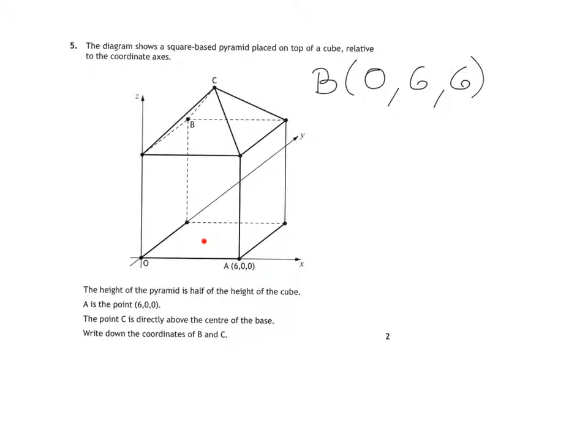And then we need to go up. Now going up, we need to go the full height of the cube, which is 6. And then we're told that the pyramid is half of the height of the cube. Half of the height is 3. So that means we need to go another 3 up. So we've got 6 to there. Add on another 3. Our z coordinate needs to be 9. So mark-wise, you get a mark for finding B. You get a mark for finding C.